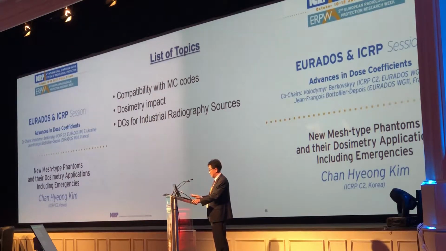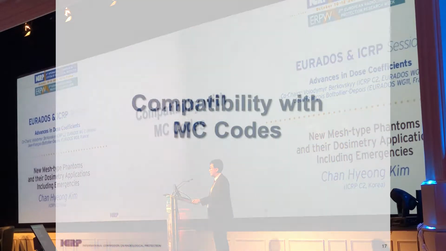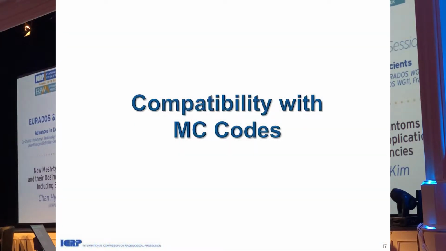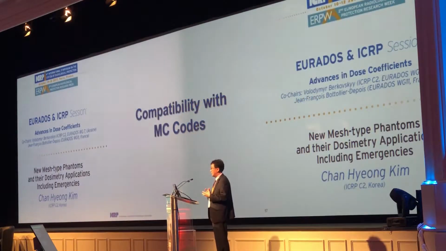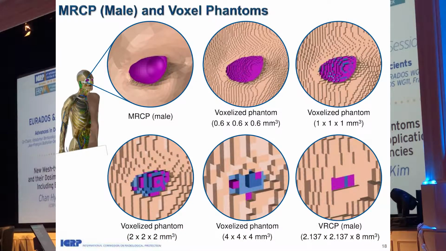First, it's about the compatibility of the new mesh phantoms, and here we implemented the new mesh phantoms into some general purpose Monte Carlo codes and compared the performance of these new mesh phantoms with the performance of the voxel phantoms. So this is the mesh phantom. This is a mesh type reference computational phantom.